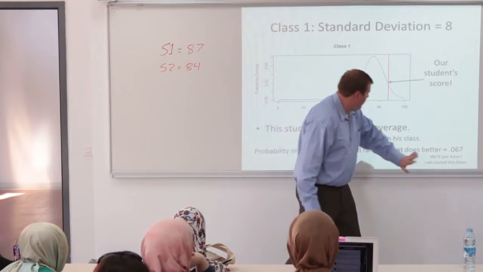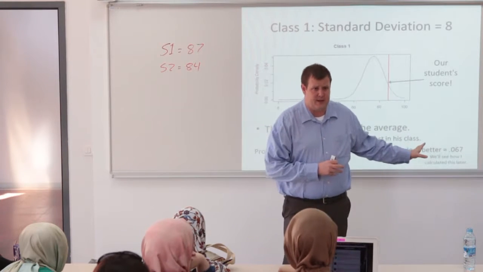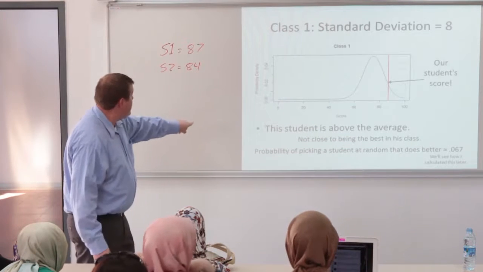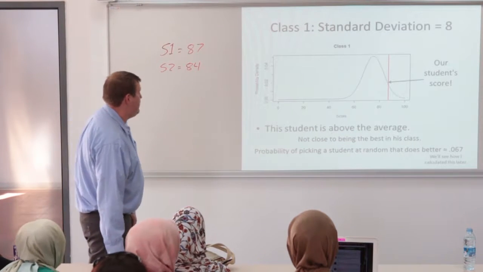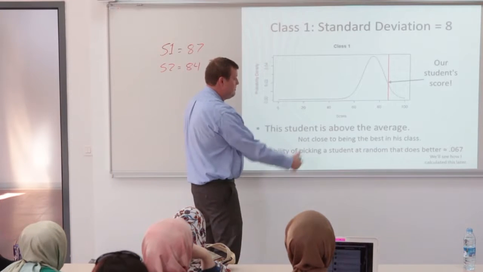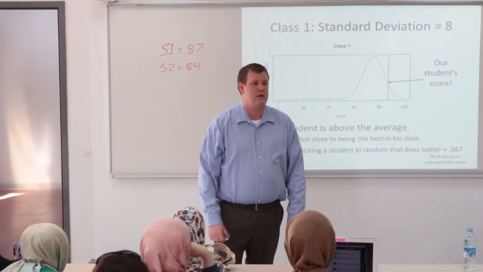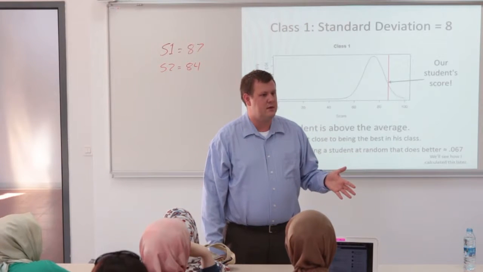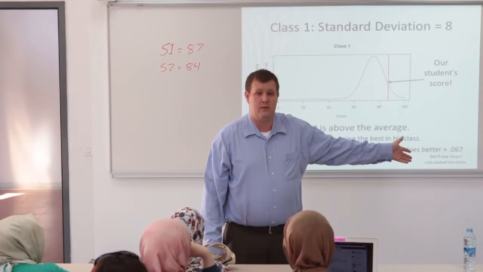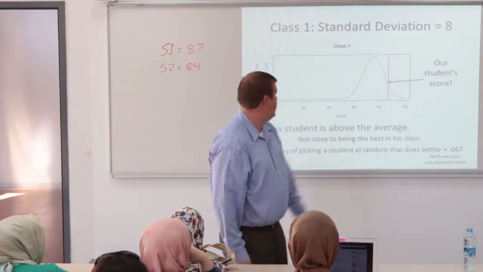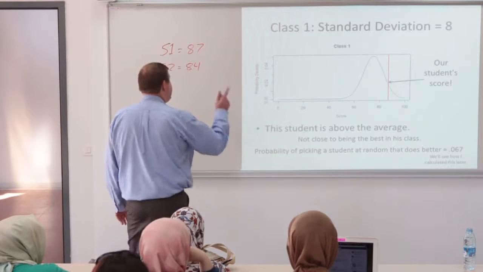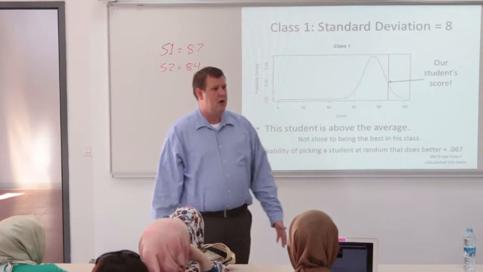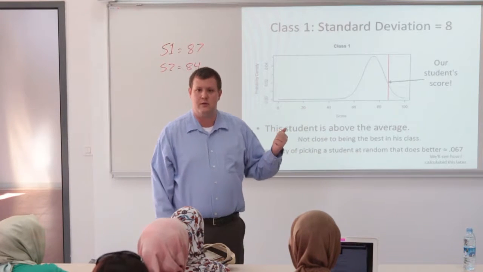I'm not going to talk about how you calculate this today. We'll do that tomorrow or Friday. Anyway, the probability of picking a student at random that does better than this one is 0.067. So that means almost 7% of the students did better than this one. Does that make sense? Now, imagine if instead of a standard deviation of 8, we had a standard deviation of 4. What's going to happen to the distribution?